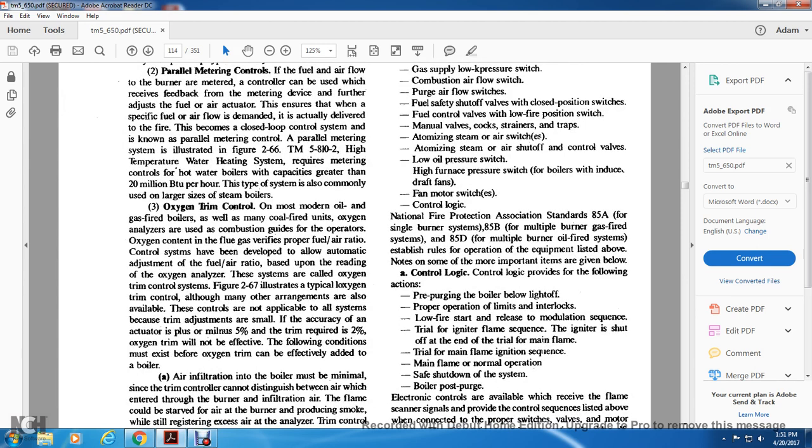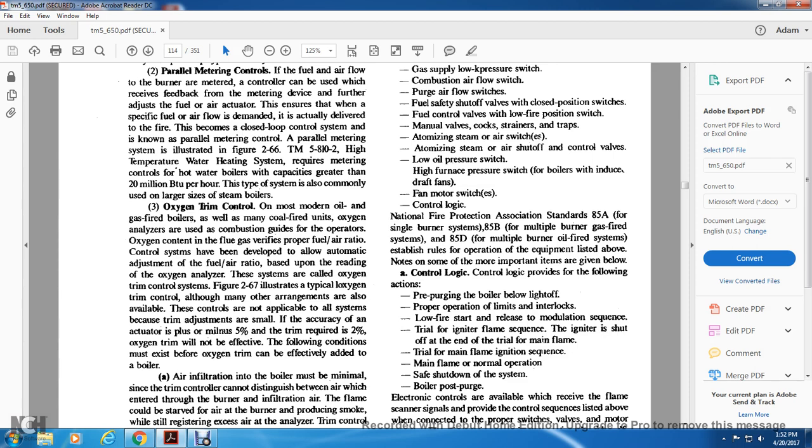Oxygen trim control. Oxygen analyzers are used with most modern oil and gas-fired boilers, as well as many coal-fired units. They give combustion information for the operators. The oxygen content of flue gas verifies the proper fuel air ratio. Control systems have been developed to allow automatic adjustment of the fuel air ratio based on the reading of the oxygen analyzer. These systems are called oxygen trim control. Figure 267 illustrates a typical oxygen trim control.